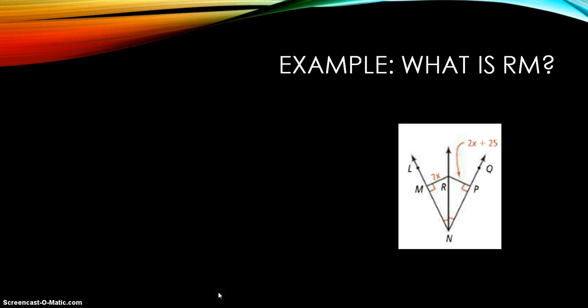For our next example, this is now using an angle bisector, same exact idea. If I have an angle bisector, that means these two lengths here are going to be exactly the same as long as we have those perpendicular lines there.